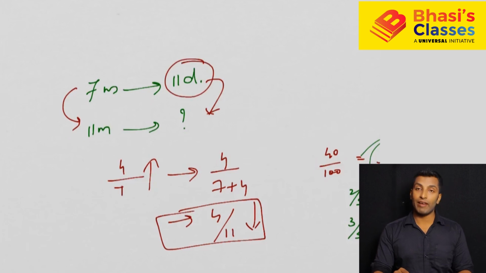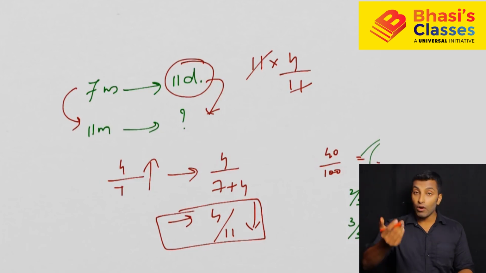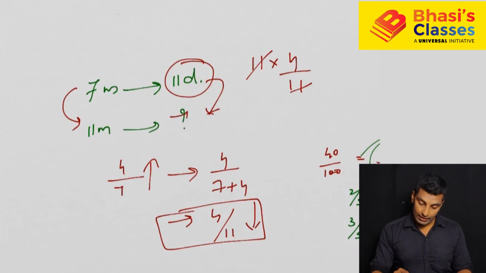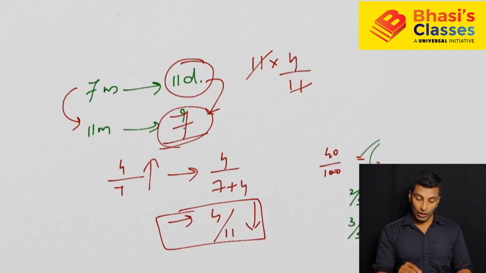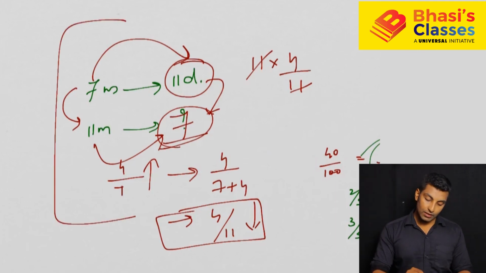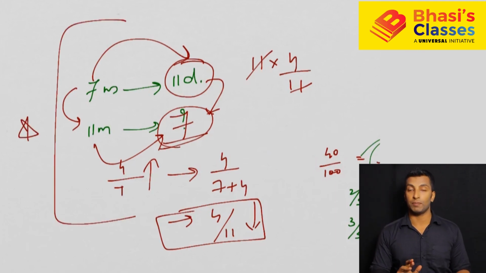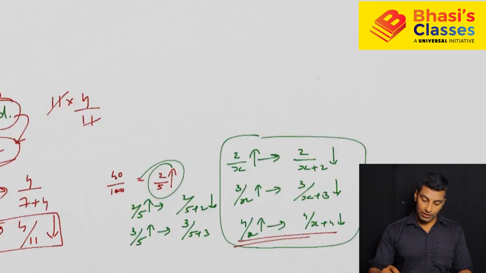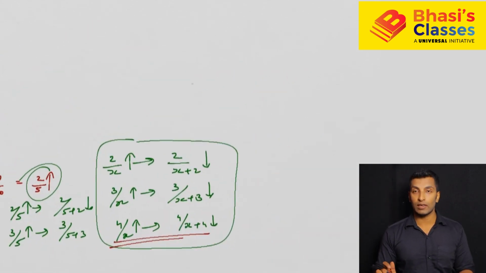So earlier it was 11 days. What is 4 by 11 of 11? 11 into 4 by 11, that is 4. So what you'll write here? 4 reduction. That means 7. Now you will take 7 days. So 7 men take 11 days, 11 men take 7 days. This may be easy for you, but I discussed this just to make you clear about the concept. Otherwise this question is very simple. So I hope this concept, the product constancy rule, is clear for you.